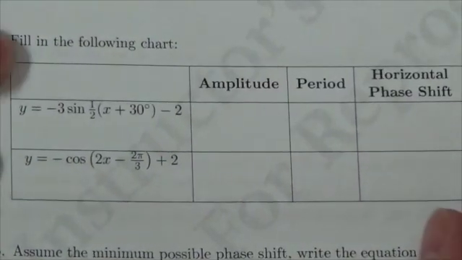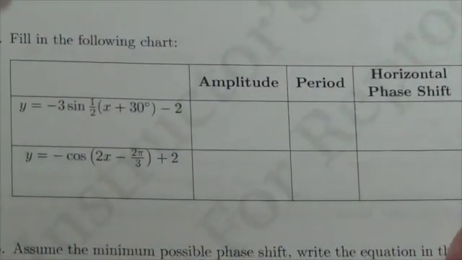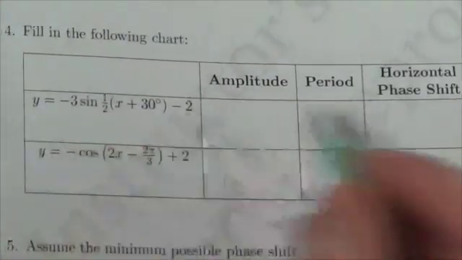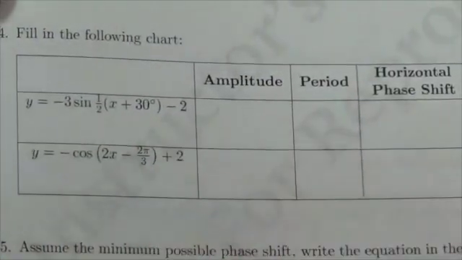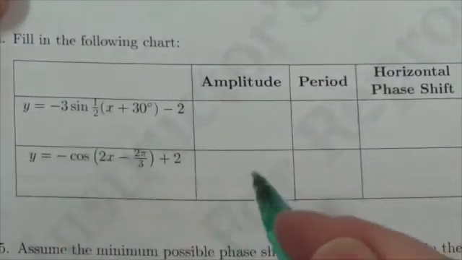Okay, everybody, we're working through the diploma prep material. This is the chapter on trigonometry. What I've got to do here is fill in this chart, identifying the different pieces of these trigonometric functions.